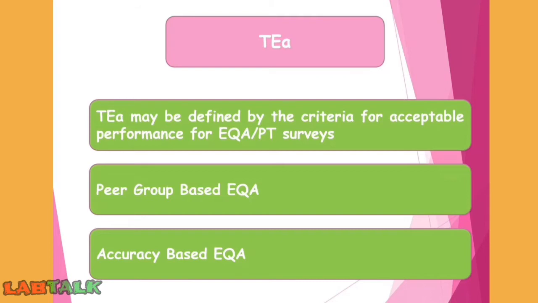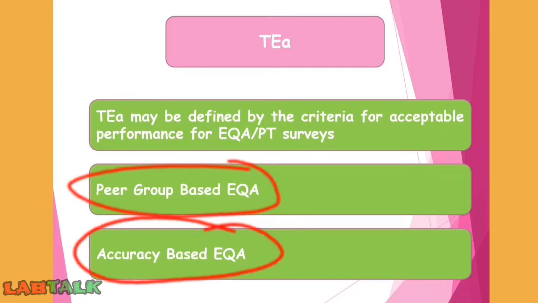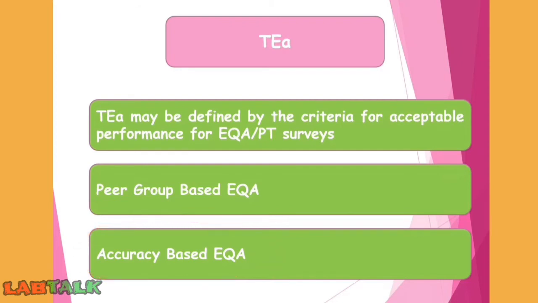There are two types of EQA reports available. One is peer group based EQA, whereas the other one is accuracy based EQA. From this you can calculate the total allowable error for the parameter you have selected. Total allowable error can also be taken from the CLIA guidelines for the calculation of sigma metrics.